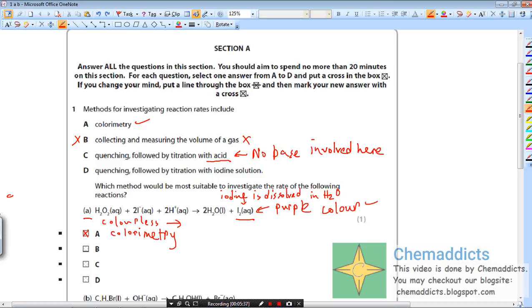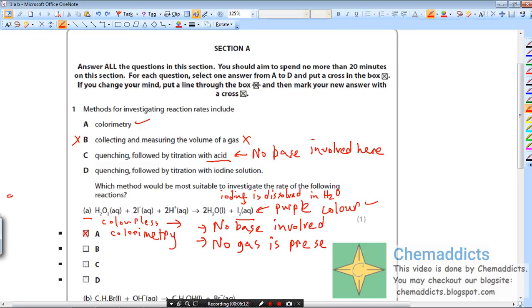So that is why option C is invalid for this particular reaction. Since no base is involved here, then another point is that no gas is present as reactant or product.